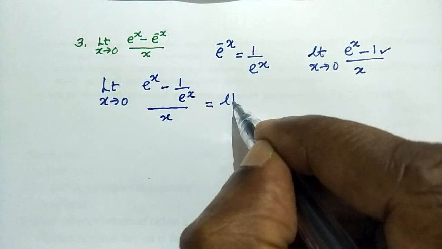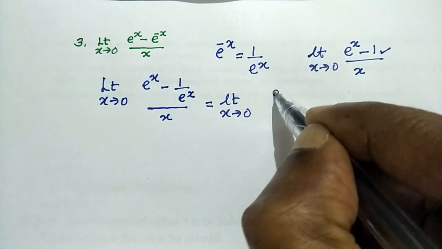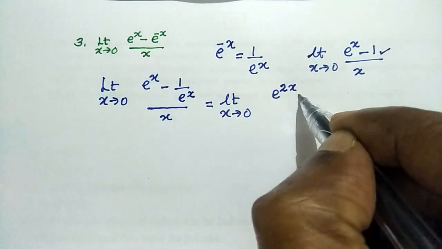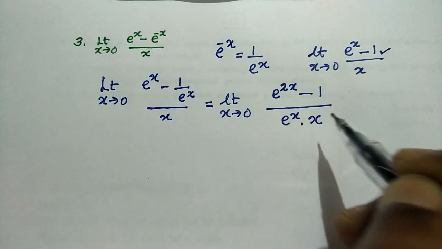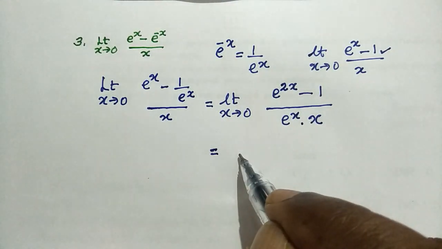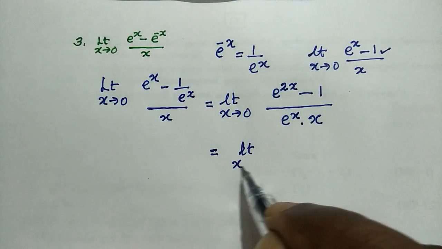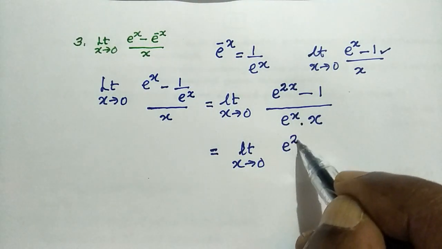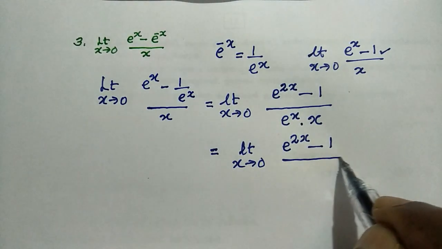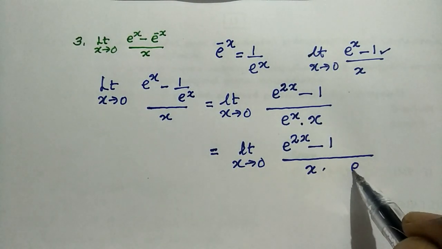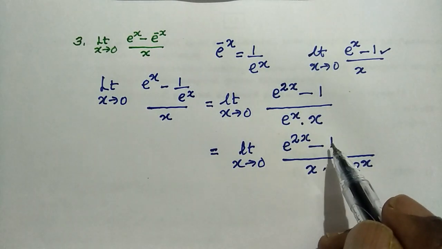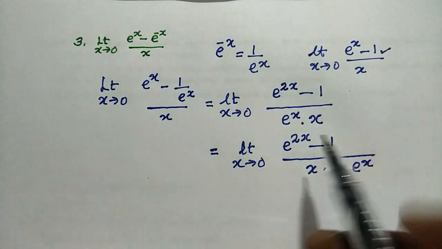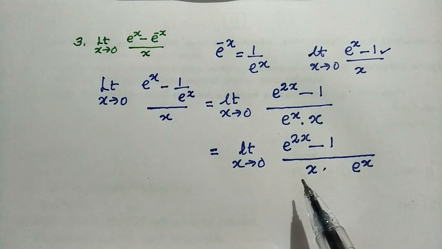Then there is an LCM, e raised to x into e raised to x, so (e raised to 2x minus 1) all divided by e raised to x. Already in the denominator there is x. So limit x tends to 0, we just arrange this: (e raised to 2x minus 1) divided by x into, move this e raised to x to the right side. So what happens? (E raised to 2x minus 1) by x. Here it is e raised to x minus 1 by x. The power is 2x. There is no 2x in the denominator. So multiply denominator and numerator by 2.